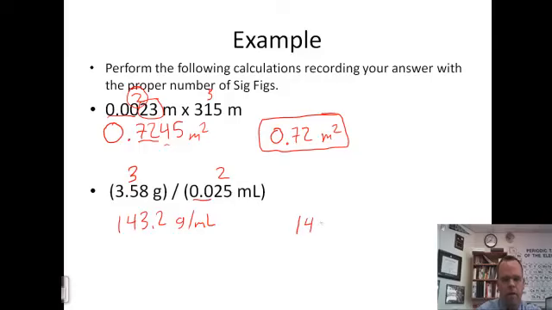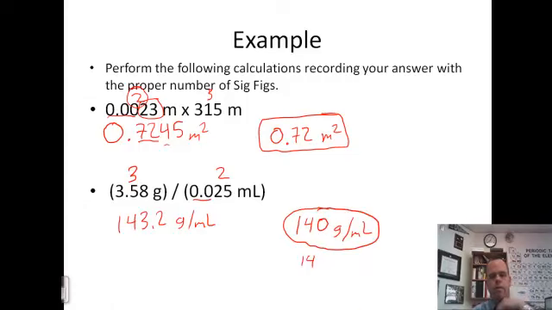So I keep the 1 and the 4, round down so it stays as a 4. I keep the 0 there to keep the decimal place. If I drop the 0, I would have 14, and 14 is not the answer. It's 140. So we get 140 grams per milliliter. This 0 is not significant because we did not put a decimal there. It is a trailing 0 without a decimal, so we only have 2 significant figures.